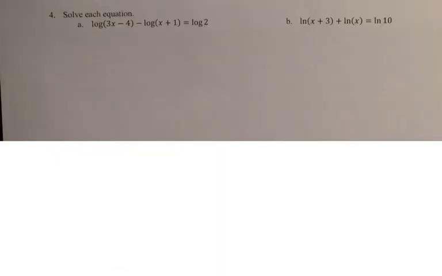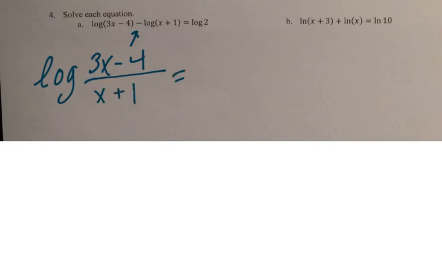So same process is going to occur. I have: solve each equation, log of 3x minus 4 minus the log of x plus 1 equals the log of 2. Remember, our quotient rule with our logarithms tells us that this subtraction can be rewritten as a single logarithm by doing division. So that's the same thing as having log of 3x minus 4 over x plus 1 is equal to log of 2. That's something that we get from section 4.3. Once I've rewritten my logarithm that way, I have the same base.